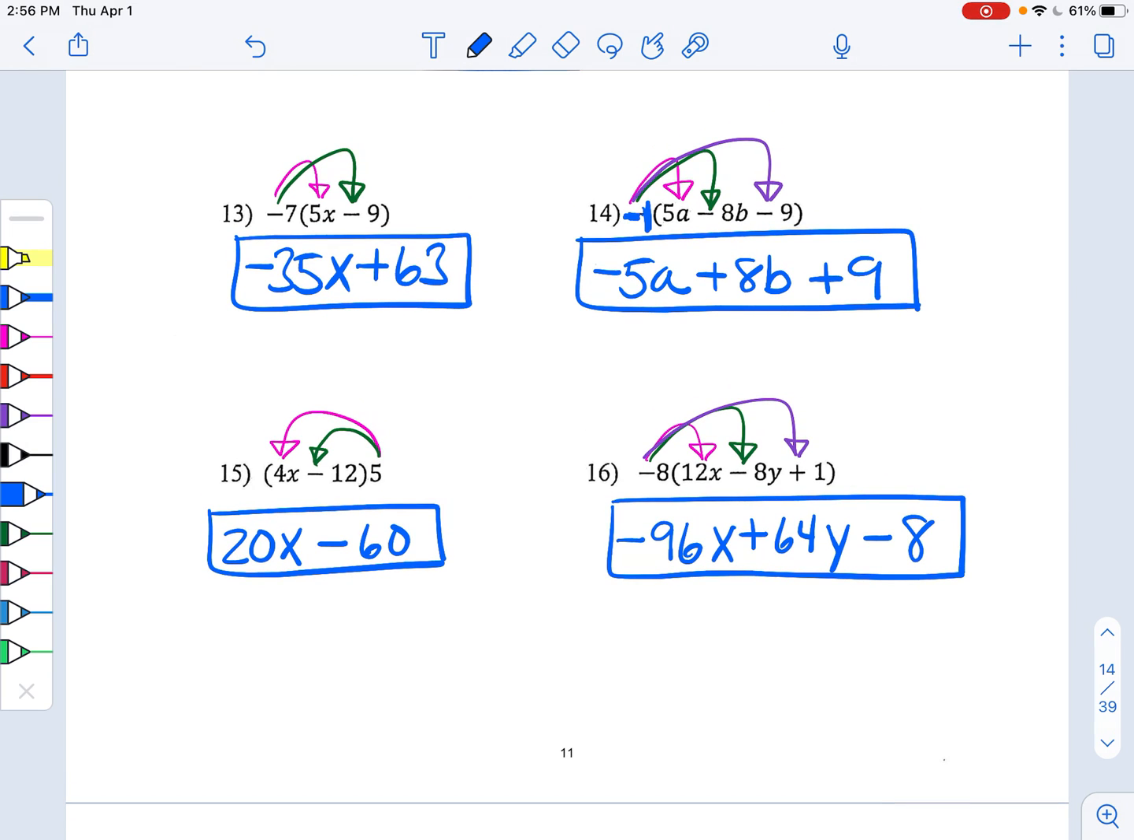And that's the lesson on distributive property. I hope you found it to be easy.